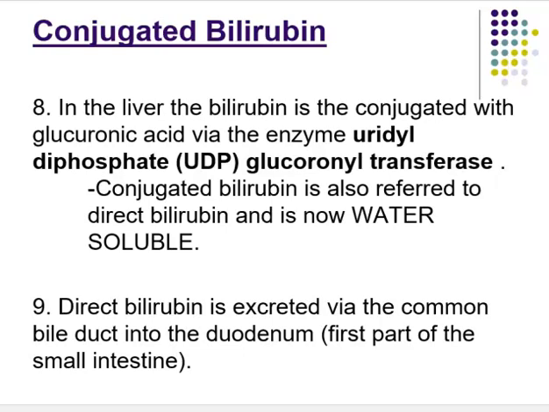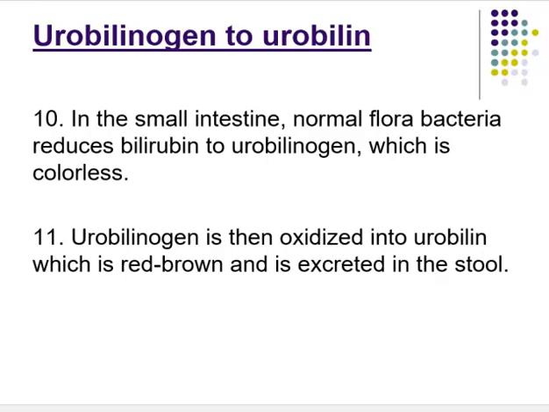Direct bilirubin is excreted via the common bile duct into the duodenum, which is the first part of the small intestine. The small intestine's normal flora or bacteria reduces the bilirubin into urobilinogen, which is colorless. The urobilinogen is then oxidized to urobilin, which is the red-brown pigment that is excreted in stool.